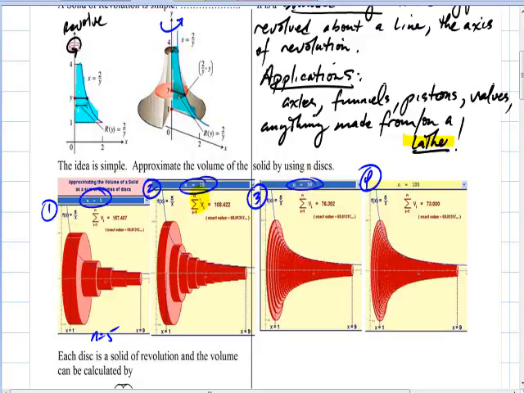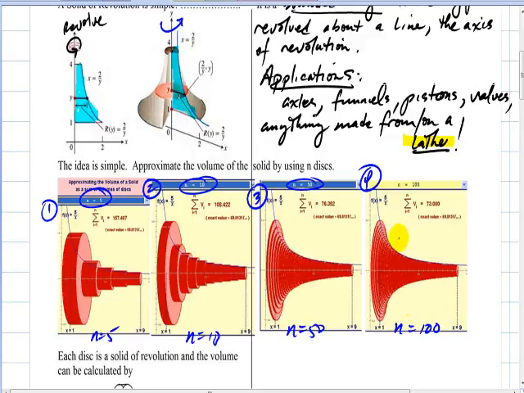Again, this is n equals 10, this is 10 disks. This is n equals 50 disks, and this is n equals 100. When you increase the number of disks, the thickness of each disk decreases, and the error decreases too with respect to the total volume, and you get closer and closer to the exact volume. And if you slice it up into 1,000 disks, you'd get an even better approximation.